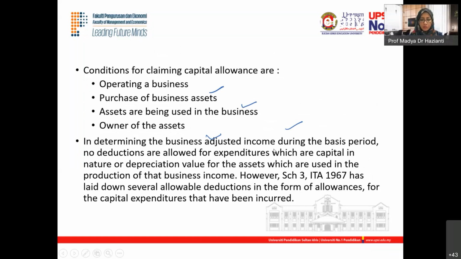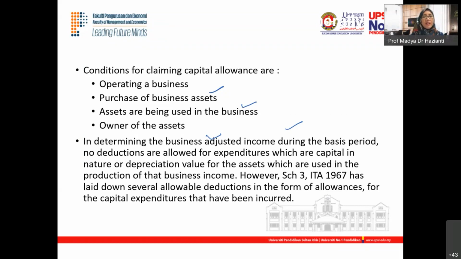Alright, so conditions for claiming capital allowances. So again, rule of thumb number 1 is mesti ada business. Tak boleh ada kereta, sekarang saya ada kereta, so saya nak claim capital allowance dalam saya punya relief. No, sebab saya tak operate any business.